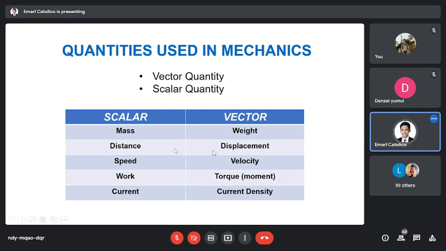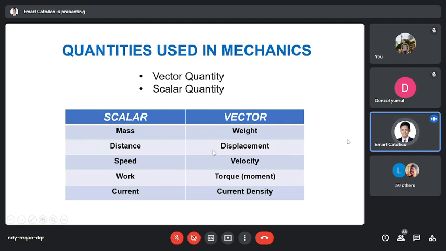Okay. Now let us define yung quantities na gagamitin natin in solving engineering mechanics. So we have scalar quantity and vector quantity. When we say scalar, quantities with magnitude only. The examples are mass, distance, speed, work, and current. When we say vector, these are quantities with magnitude and direction.